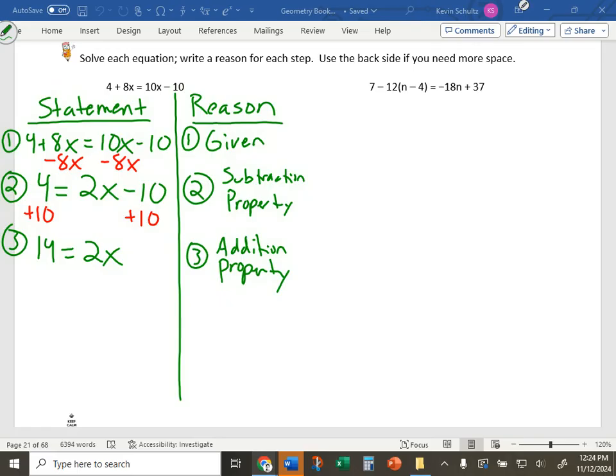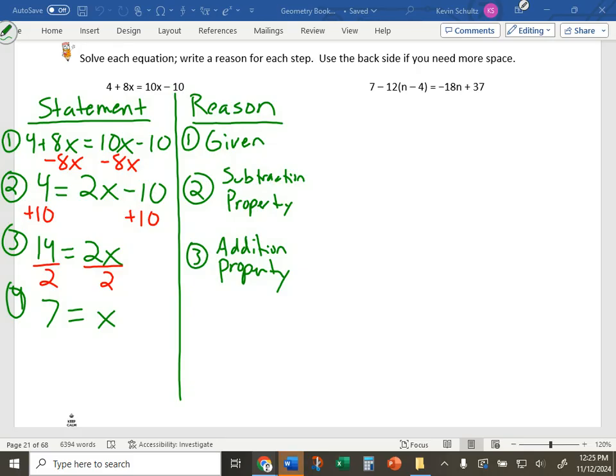When we start proofs in 16, like geometric proofs, this is the format that you're going to be writing them in. So we're practicing the format with something we all already know. And what would step 4 be? 7 equals x. Evan? Division. We would divide both sides by 2. You don't have to write that because that's the algebraic thing. You would just write 7 equals x.